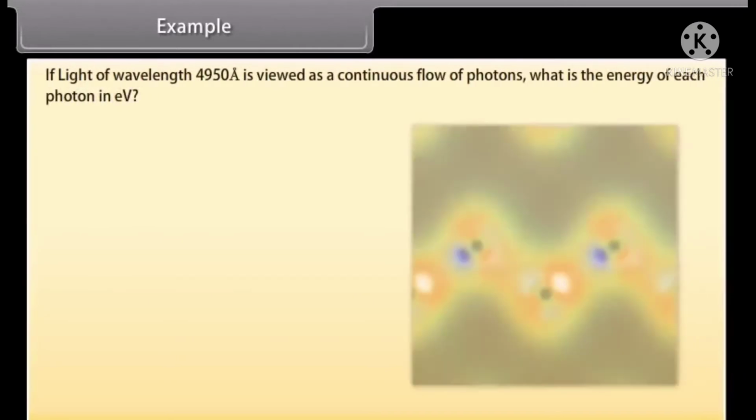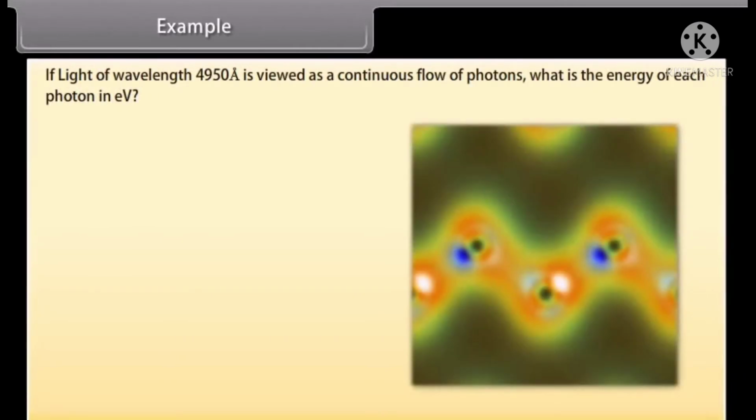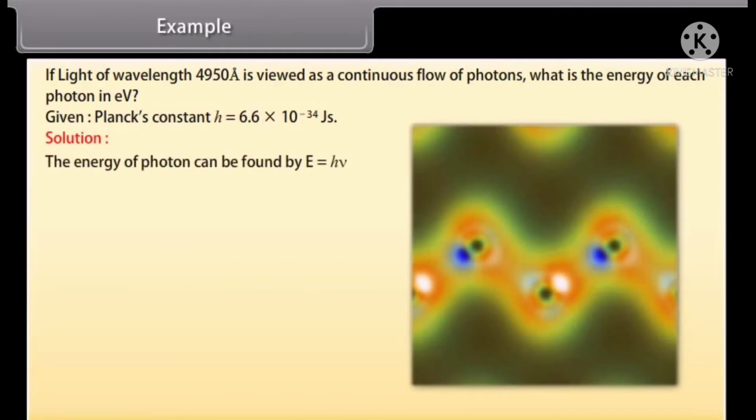Example. If light of wavelength 4950 angstrom is viewed as a continuous flow of photons, what is the energy of each photon in eV? Given Planck's constant h as 6.6 × 10^-34 joule second. Solution. The energy of a photon can be found by E equals hν, E equals hc by λ. Name it as equation 1. c is the speed of light, which is 3 × 10^8 meter per second.